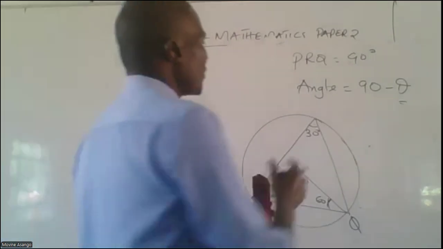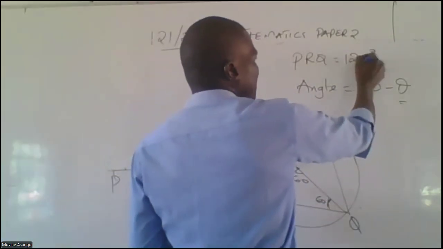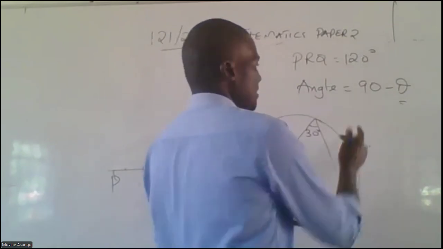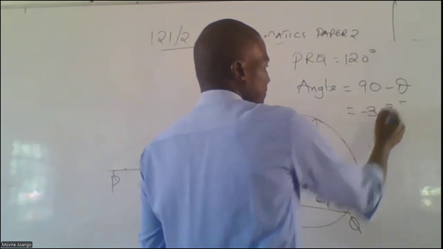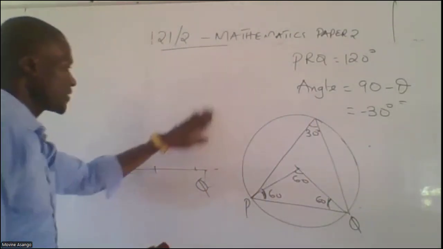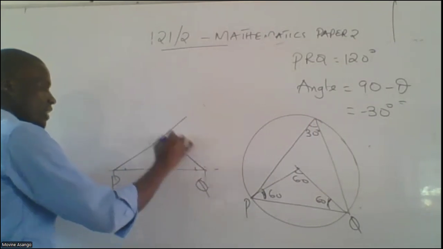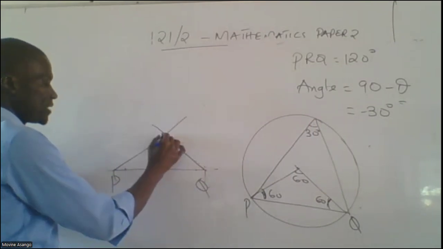If the constant angle is 120, maybe now it's greater, then just subtract 90 minus 120 to give us negative 30. So negative 30 here, this is what we'll do. The same thing as we've been doing. Construct your 30 here, your 30 here. Where they meet is the center.